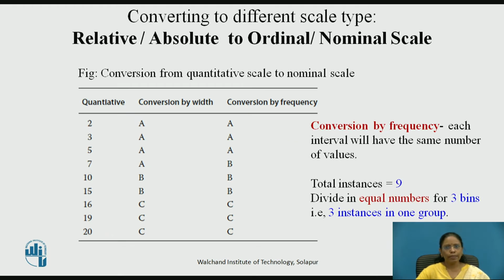Let us look at the second method, that is conversion by frequency. Each interval has the same number of values. The total instances here are 9, divided into an equal number of bins, that is 3 bins, so 3 instances in one bin or one group. You can count: 3 plus 3 plus 3 is 9. So 3 should be considered in one bin. The first 3 go to bin A, the next 3 go to bin B and the next 3 go to bin C. This way we can convert quantitative to qualitative.